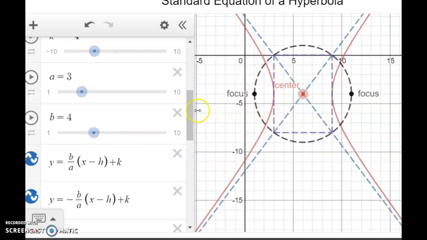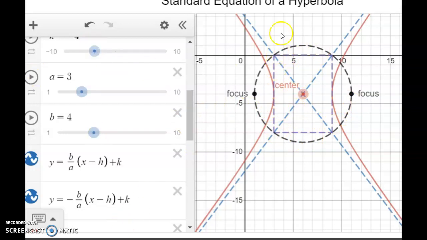hyperbola. Again, if we were to graph it by hand, we would start with the center and then do the box with the A values left and right and the B values up and down. And then we would draw in the diagonals, which are the asymptotes, and then we would do the hyperbola here being the vertex, and then this being the asymptotes, and the same thing on the other side. And then if you put the circle in, yeah, we get the foci in there.